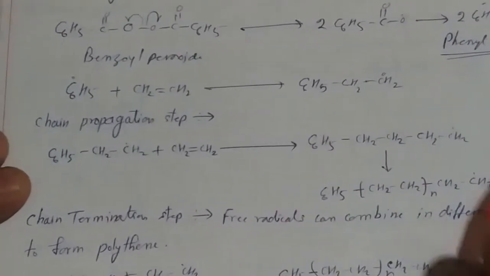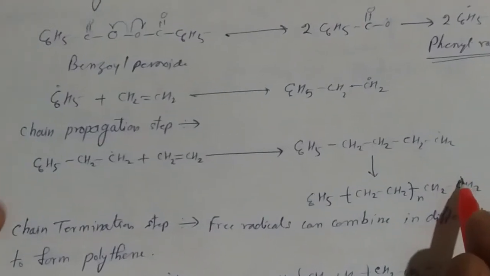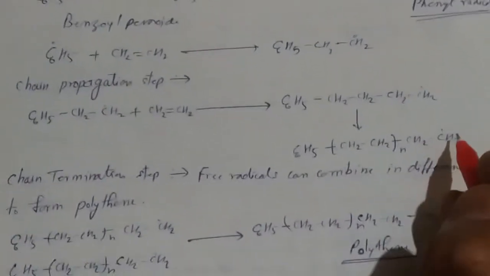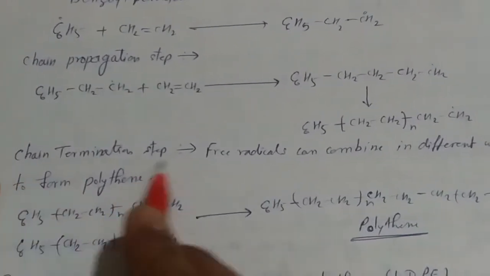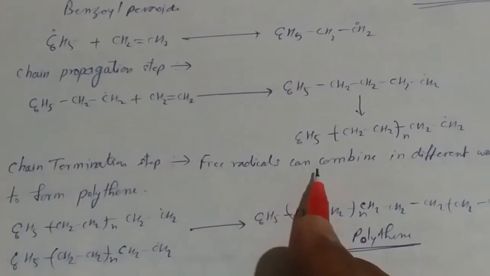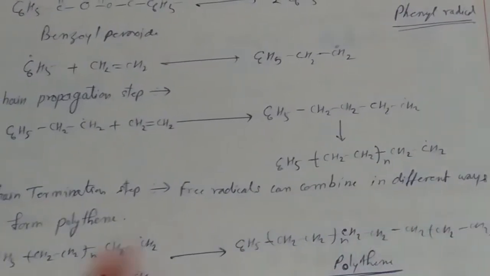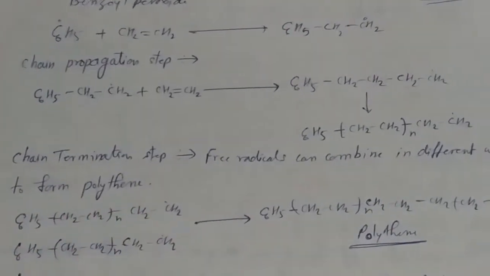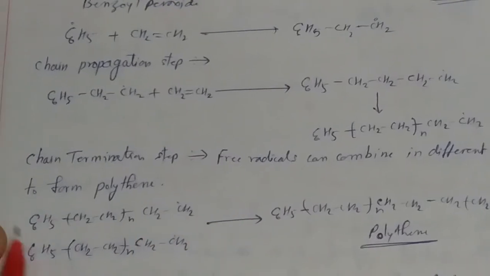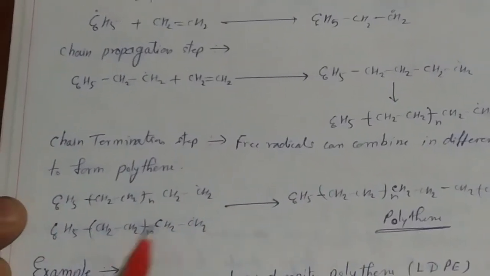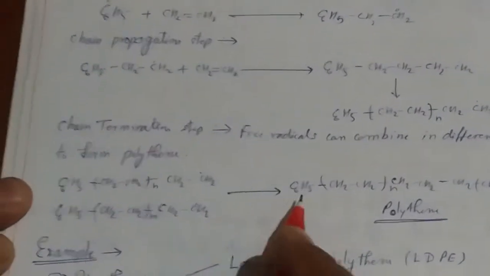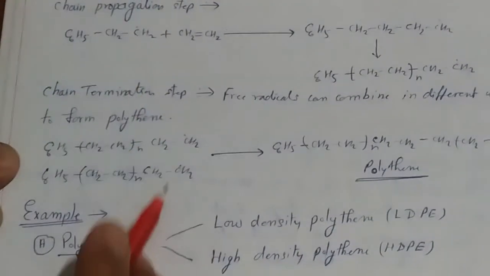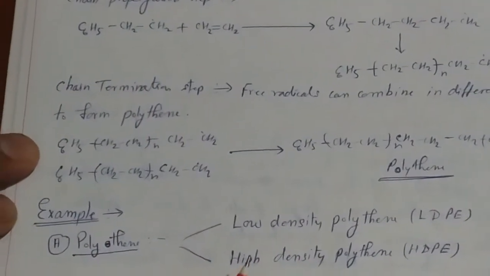This reaction is not the end. It contains one free radical also. So it will be terminated by reacting with each other. This step is known as the chain termination step. Free radicals can combine in different ways to form polythene. So these are the chain propagating free radicals. They will react with each other and give polythene. So this is the mechanism of formation of polythene.